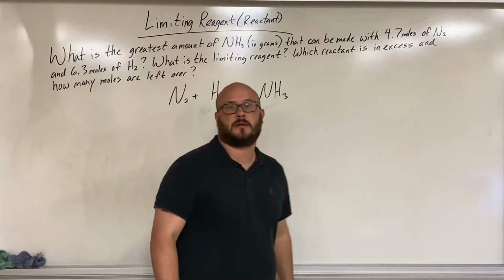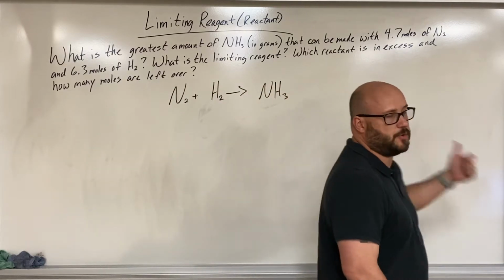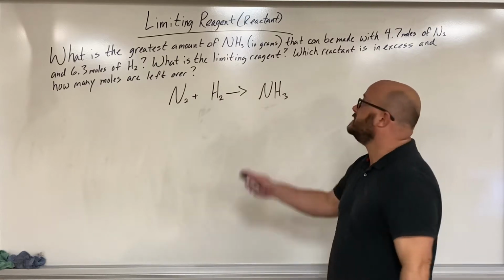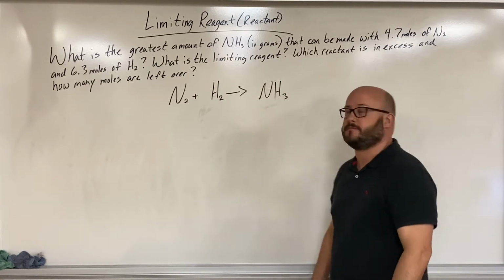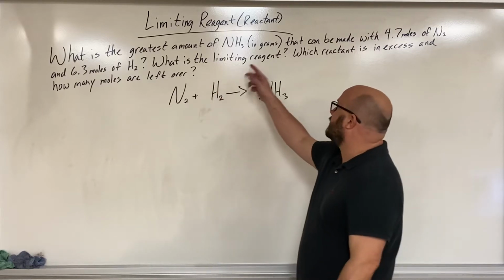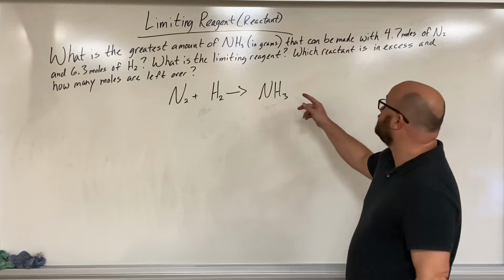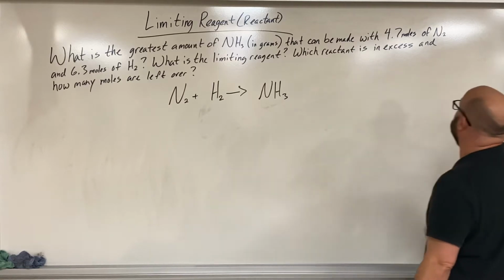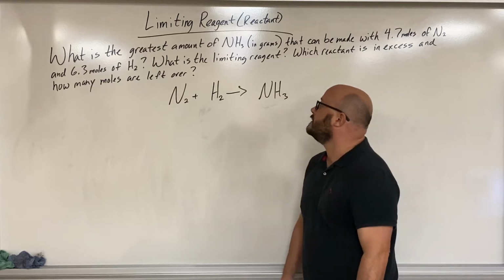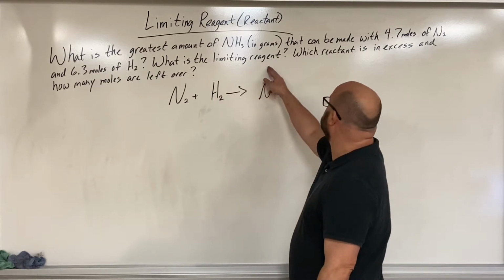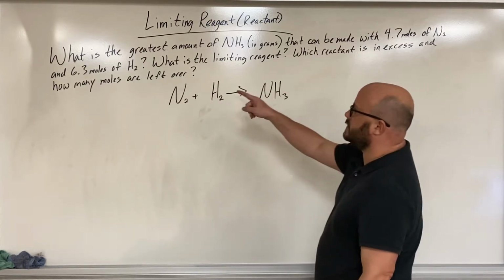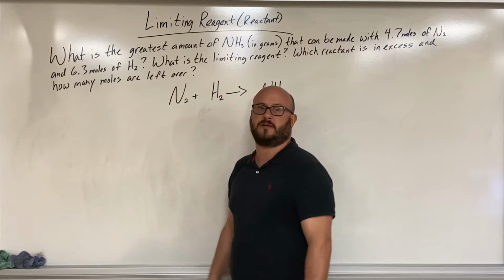Hey class, today we're going to put our stoichiometry knowledge to the test by looking at a limiting reagent problem, or limiting reactant as it's sometimes called. The question says, what's the greatest amount of NH3 in grams that can be made with 4.7 moles of N2 and 6.3 moles of H2? What is the limiting reagent? Which reactant is in excess? And then how many moles of that excess reagent are left?